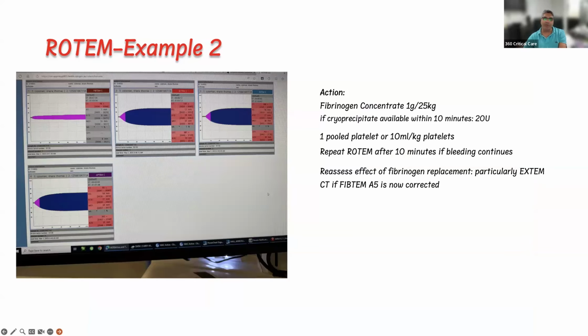Okay, so fibrinogen concentrate or cryoprecipitate will give you fibrinogen. Depending on that, you can supplement a pool of platelets because you are not sure whether it is because of platelets and fibrinogen or just fibrinogen, just to make things a bit more problematic. You can see this A5 is 7 and in the EXTEM A5 is 17. So the rise in the A5 is only 10, which may also be an indicator of platelet deficiency.